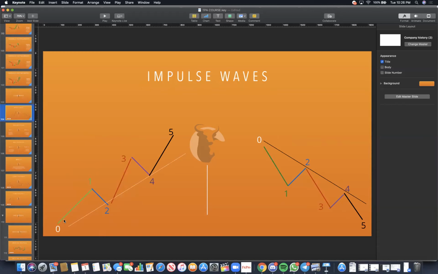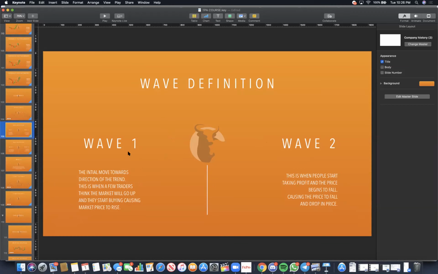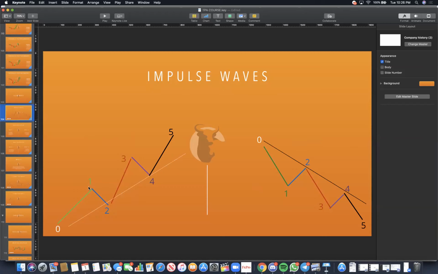So when people start buying and the market reaches a specific point, let's say it's a resistance or a demand or a supply zone, and they believe that that's where the market's going to go, then people start to take profit. And then the market starts to fall. The price starts to fall. And that's where we see the second wave, the blue line here.